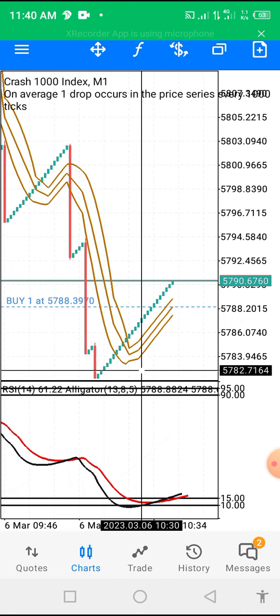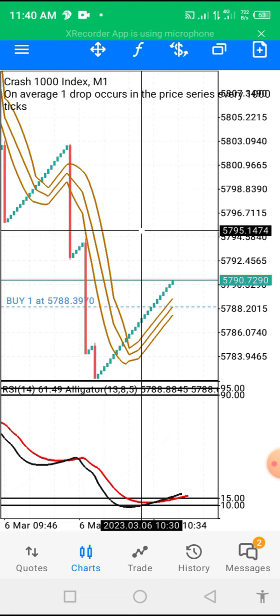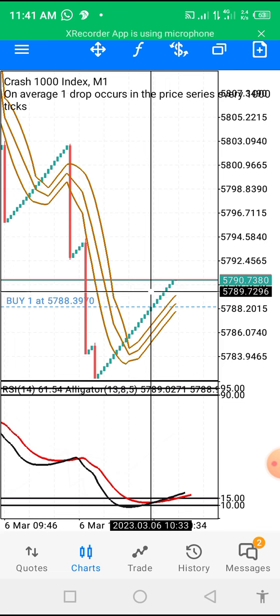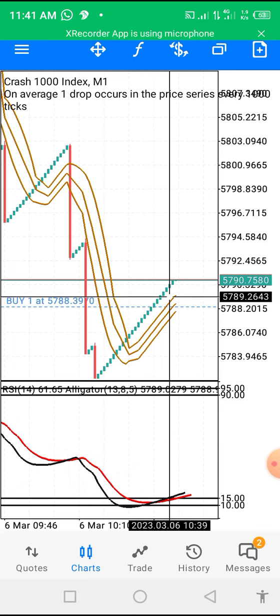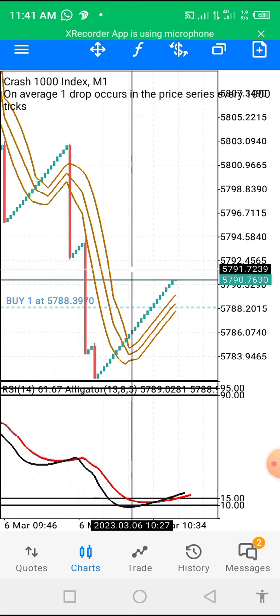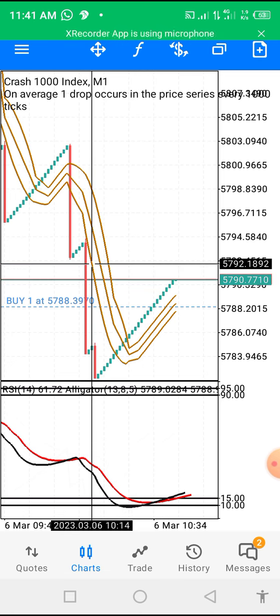So you have to always be cautious about the risk management, so you don't actually blow your account. So guys, as you can see, our market is still moving. From our entry here, we have 1, 2, 3, 4, 5, 6, 7. We are having 7 candlesticks here, and we are expecting 3 more candlesticks so we can close the trade.